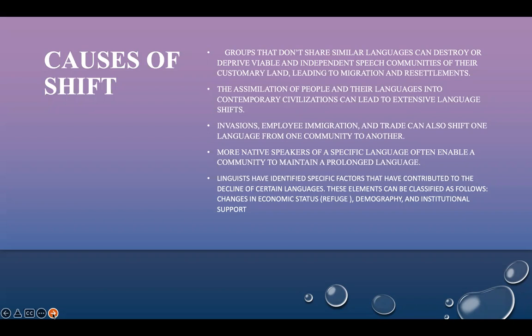Causes of shift: groups that don't share similar languages can destroy or deprive viable and independent speech communities of their customary land, leading to migration and resettlement. The assimilation of people and their language into contemporary civilization can lead to extensive language shift. Invasions, employee immigration, and trade can also shift one language from one community to another. More native speakers of a specific language often enable a community to maintain the language.